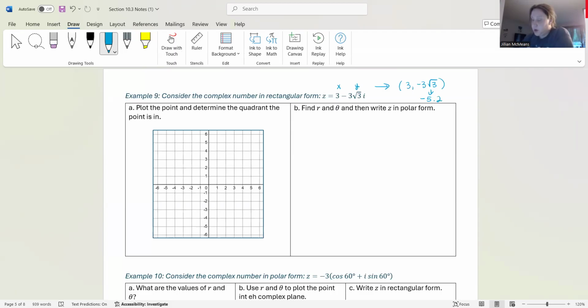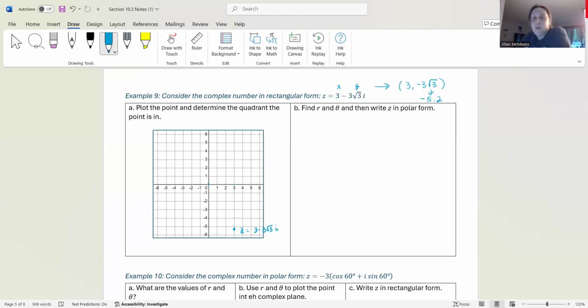Okay, so part A says plot the point and determine the quadrant the point lives in. Well, we would want to start at the origin. We want to go a distance along the real axis or the x-axis, 3 units. And then from there, we want to drop down along the y-axis or the imaginary axis, negative 5.2. So down 1, 2, 3, 4, 5, and a little bit more. So this right here is z equals 3 minus 3 square root 3i.